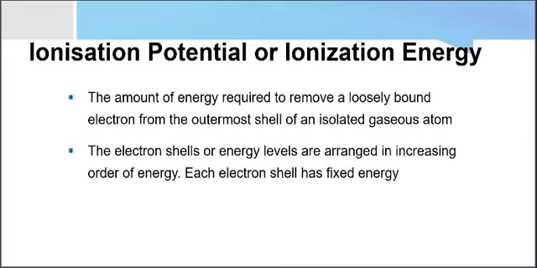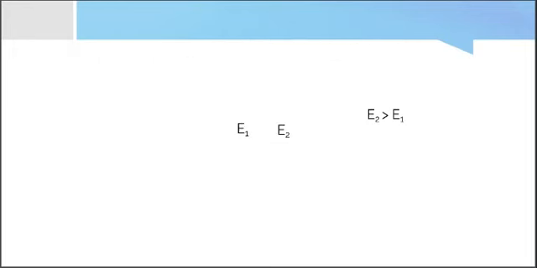So the electron shells, or the energy levels, are arranged in increasing order of energy from the nucleus. As we move from the nucleus towards the outermost shell, the energy of these electron shells increases. The electrons in these energy levels or shells have fixed energy that is equal to the energy of the shell in which these electrons are.